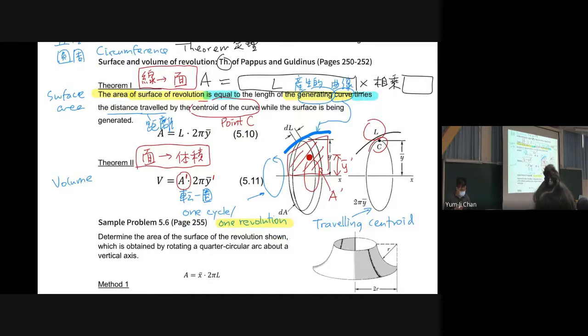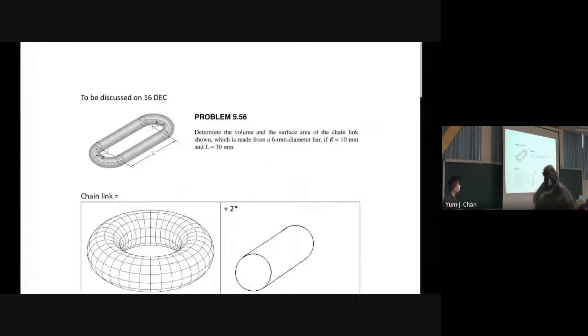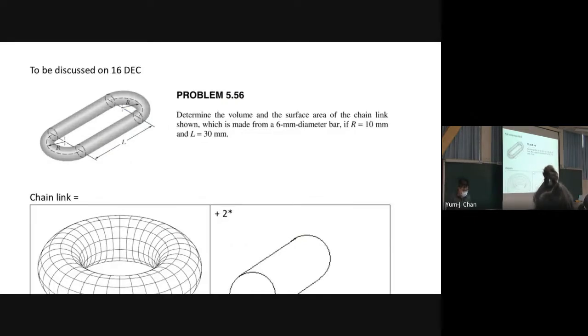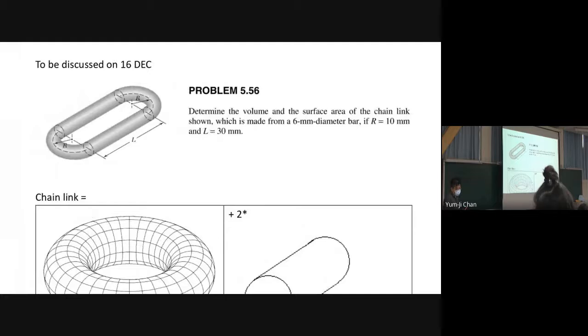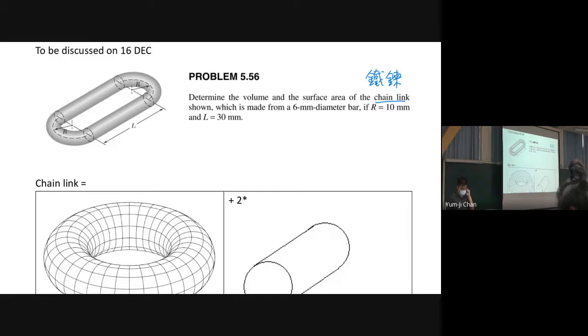If you are okay, then we go to the example problem here. The problem asks for the volume and surface area of the chain link, which is made from 6 millimeter diameter bar. If R equals 10 millimeters and L equals 30 millimeters, then the diameter is equal to 6 millimeters.